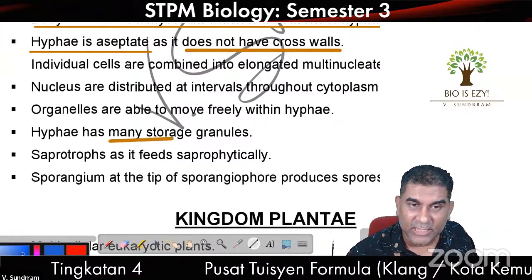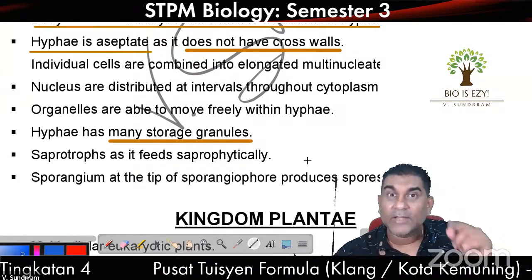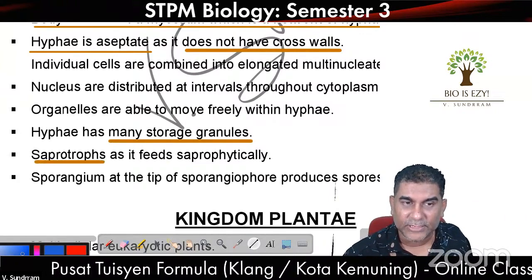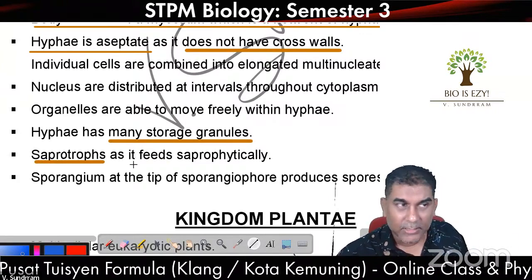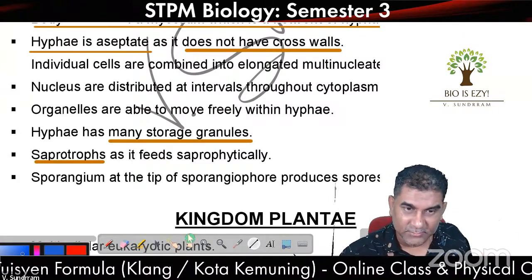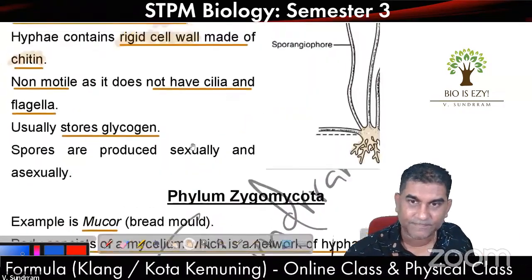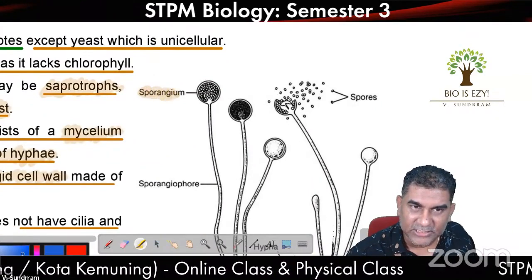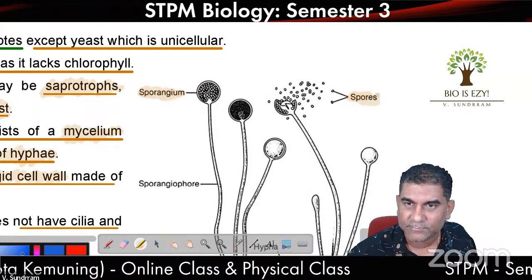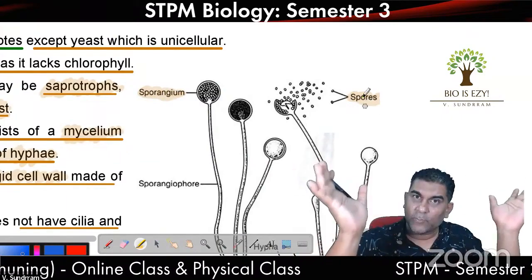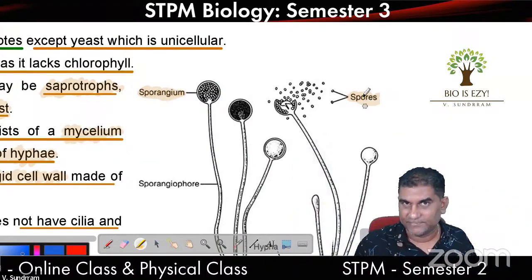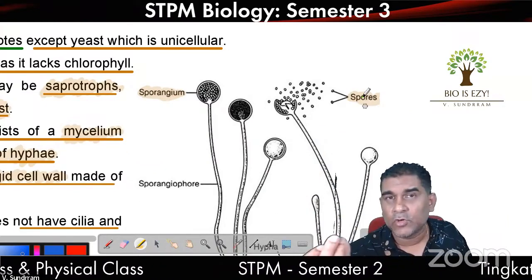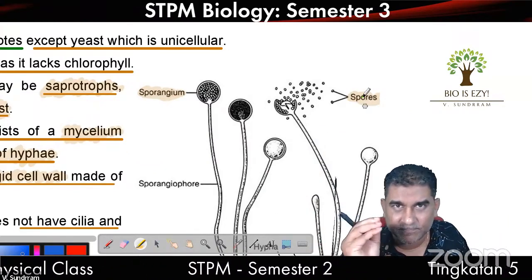They have many types of storage granule, but the main one is glycogen. Mucor is a saprotroph. They do decomposition. To do reproduction, they have a sporangium. And the sporangium is full of spores. When the sporangium opens, the spores are released. But that's extra. You need to know 10 points.